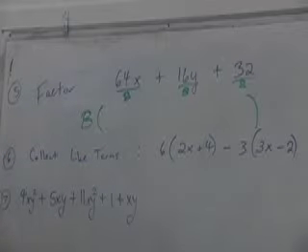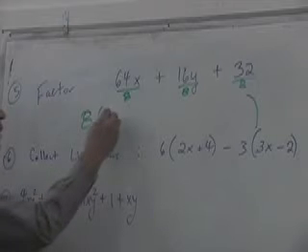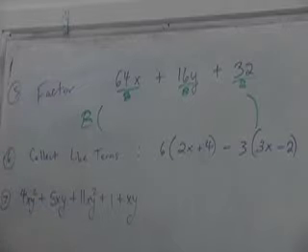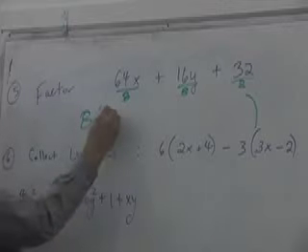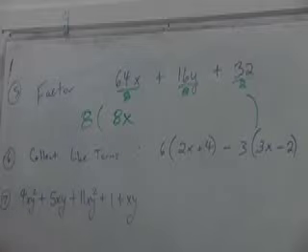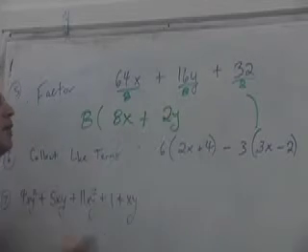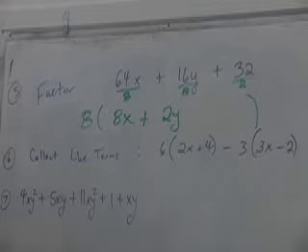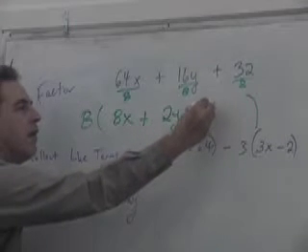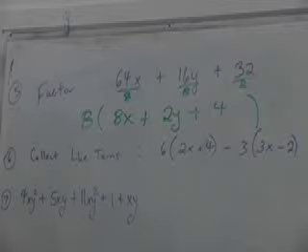So, Emily, what's 64x divided by 8? It is, hold on. Help her out, somebody? 7. No. 8x. 8x, good. And then 16y divided by 8? Jonathan? 16y divided by 8? 2 what? Good, be careful. Don't drop those variables. What's 32 divided by 8? 4. Good. Are we done?